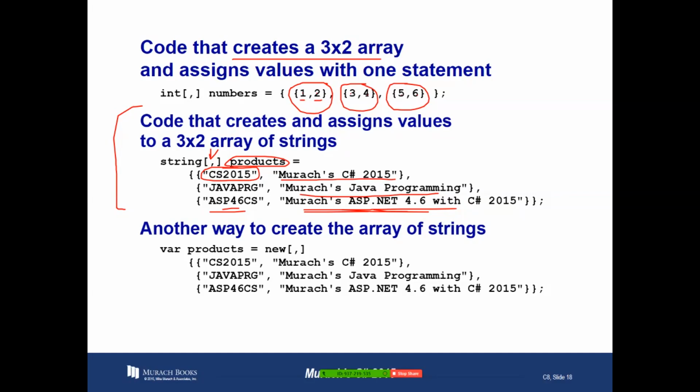Here's another way of creating this two-dimensional string array where the type is implied by the elements. These elements are strings, and we're saying it's a new two-dimensional array named products, and here is where we're initializing it. You notice that there's double braces here.